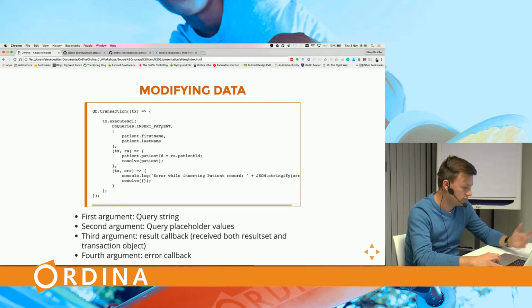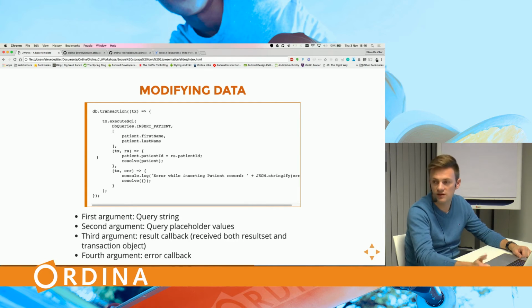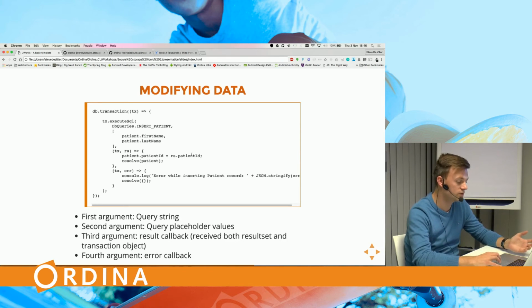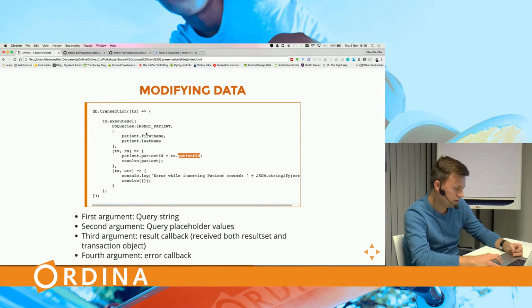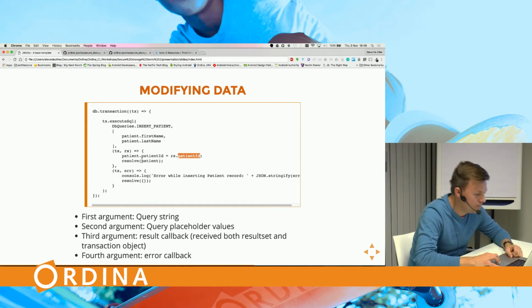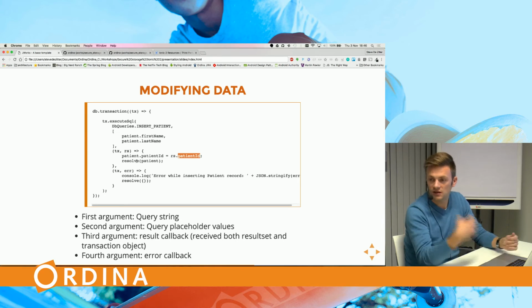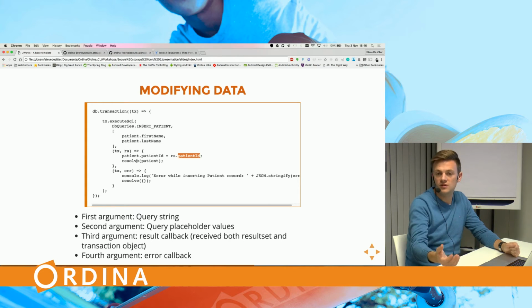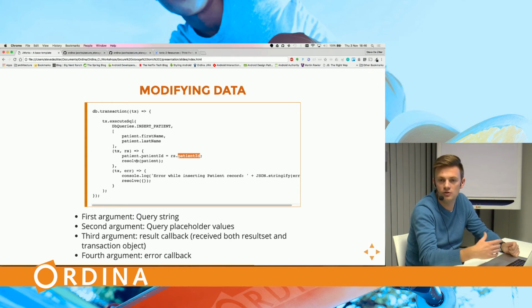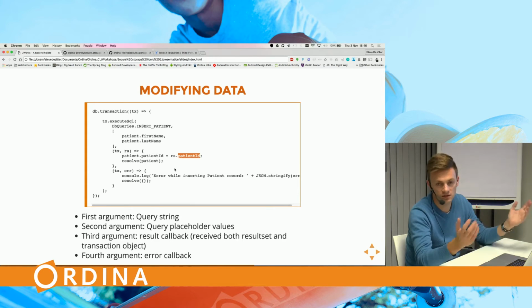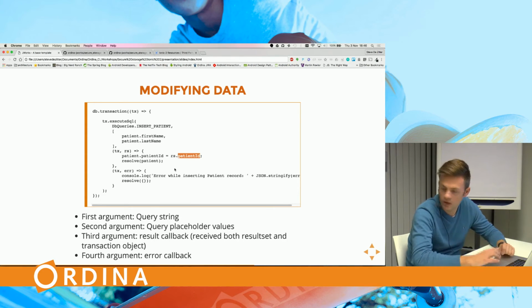You have your query string, you have your placeholder values, you have a callback which now receives the transaction and a result set, where again you can do something with your result. For example, I can ask the result for the patient ID. No, that's wrong. That should be insert ID in this case. So that means that I can create an object, I save it, the database saves it and gives me an auto-generated ID, and then I put it back on my entity and I resolve the entity. It's again with the promise that I use to wrap that call.